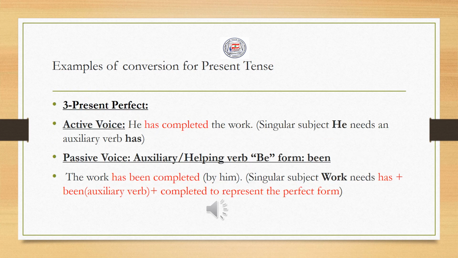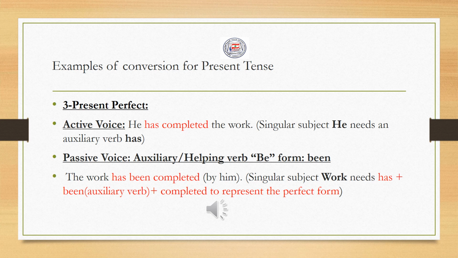The third example of conversion for the present tense is the present perfect, which is represented by have or has plus the past participle. The active voice sentence is: He has completed the work. In order to change it into the passive voice, it becomes: The work has been completed, or the work has been completed by him. Why did we change this sentence in this way?